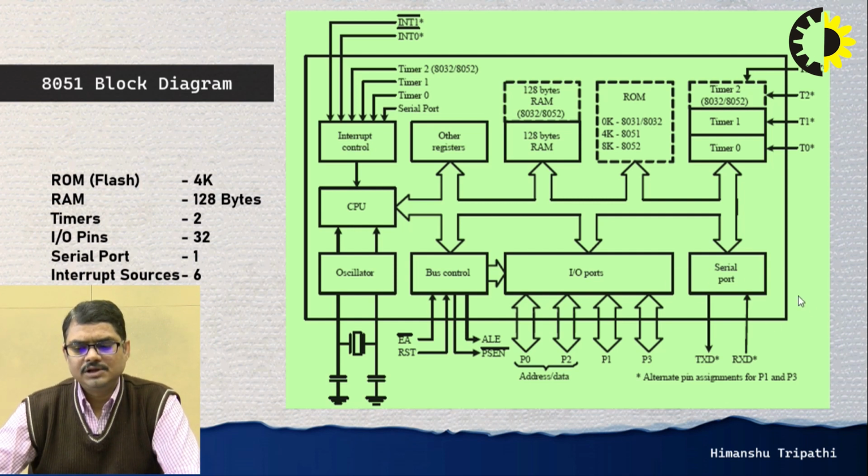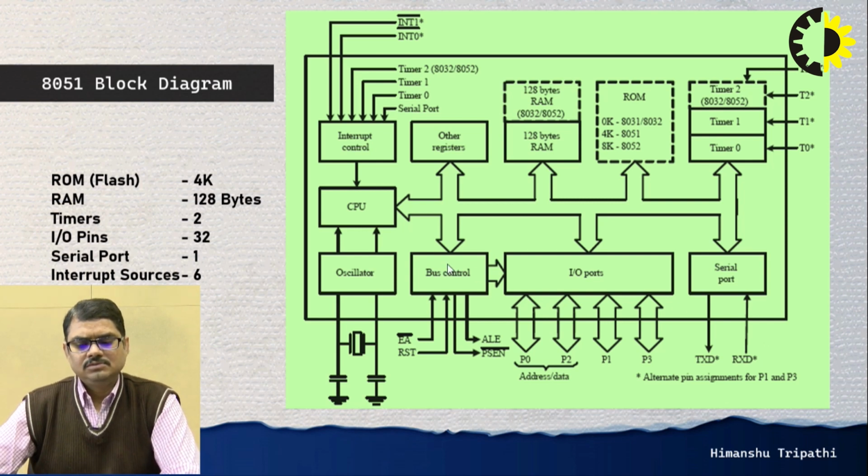One serial port is available, and this serial port is UART based. UART stands for Universal Asynchronous Receiver and Transmitter. To handle the serial data communication activities, we have two pins associated with the serial port, and these pins are known as TXD and RXD. TXD stands for transmit data serially, and RXD means receive data serially.